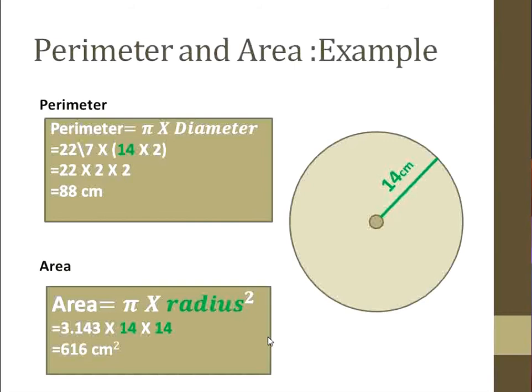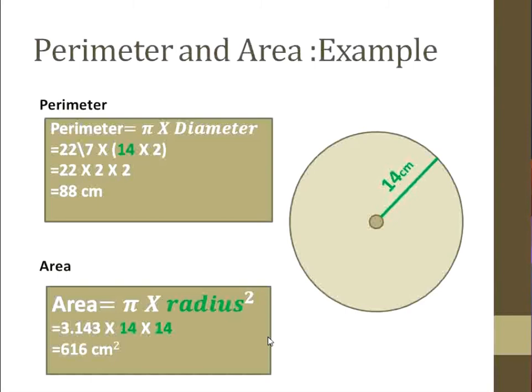Assuming that our value of pi is 22/7, we're going to be saying 22/7 multiplied by 14 times 2. 7 into 14 is 2, leaving us with 22 times 2 times 2, giving us an 88 at the end of the day. Since our radius is in centimeters, our perimeter also is going to be in centimeters. Simple, right? Moving on to area.